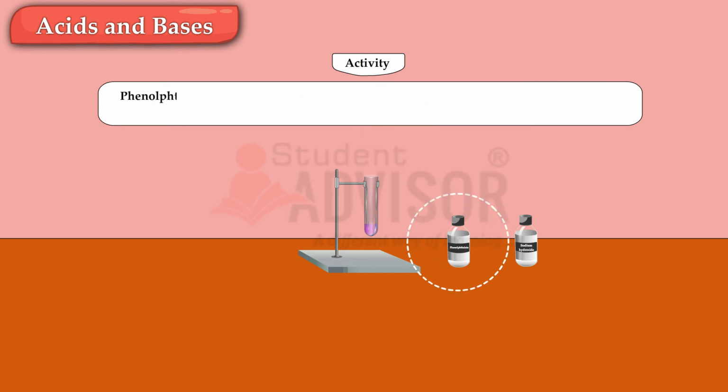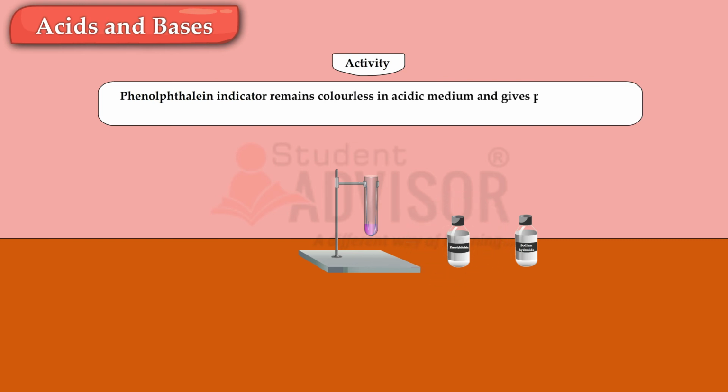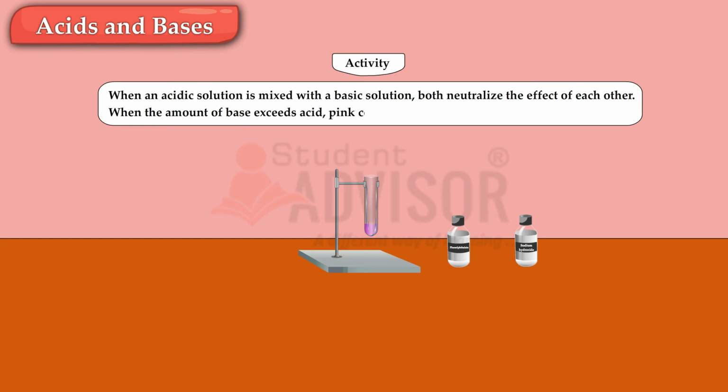Phenolphthalein indicator remains colorless in acidic medium and gives pink color with basic solution. When an acidic solution is mixed with a basic solution, both neutralize the effect of each other. When the amount of base exceeds acid, pink color appears.